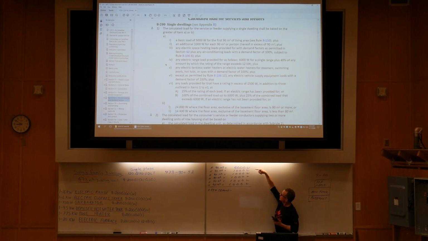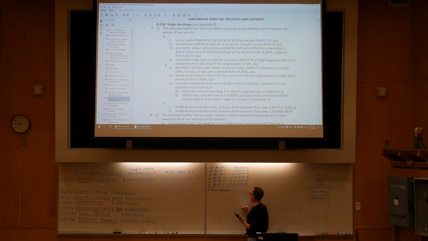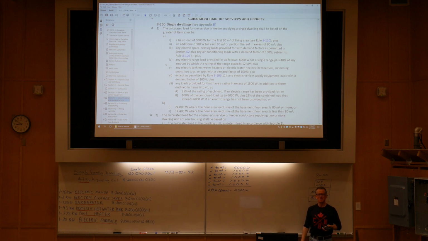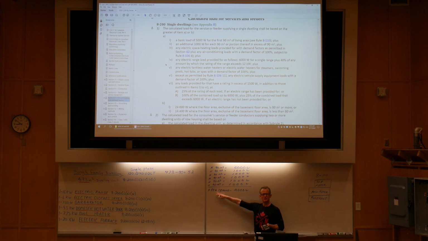So we have 5, 6, 7, 8, 9, 10. We have 10,000 watts of demand strictly for the area. This is square meters, and what that allows is for lights and plug load. All right? Because really it's unknown. Get that out of the way.